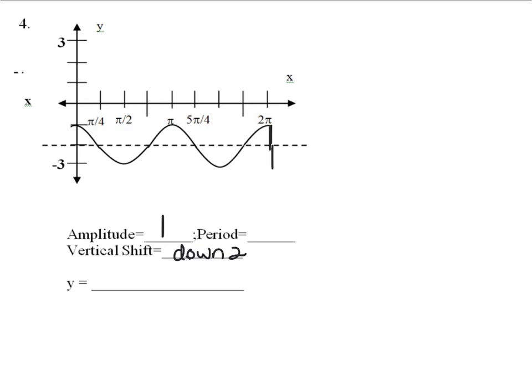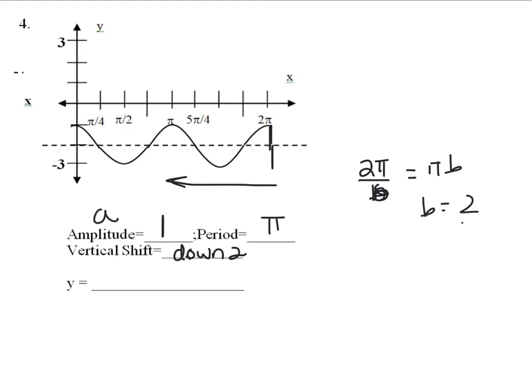And the period looks like it has shrunk down to pi. Well, we know from before, 2 pi over b equals pi, and then you do b here and you divide, so b is 2, right? So a is 1, b is 2, and we have a vertical shift down. Then we need a parent function. Well, unless I do a phase shift, which I could, it starts at 1. So the easiest parent function would be cosine.